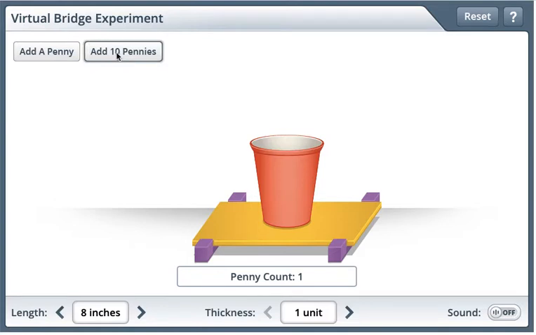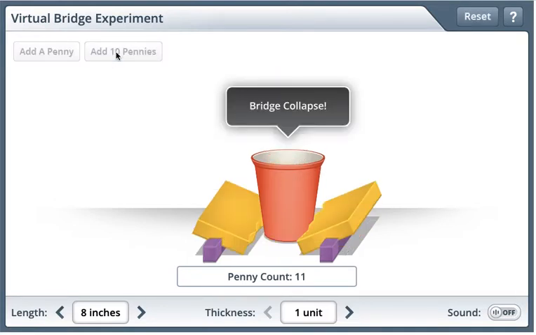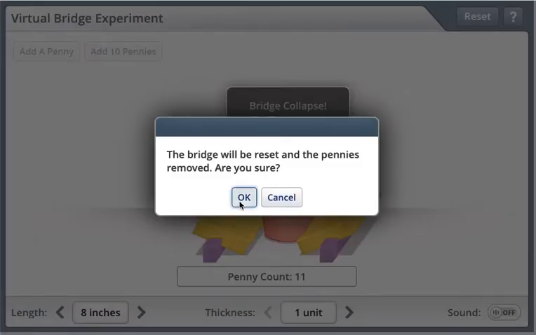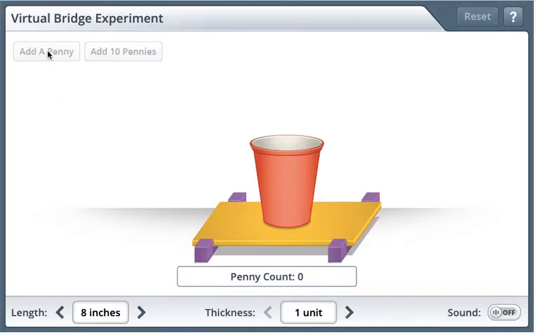Now you're not going to want to immediately add 10 pennies, because if you add 10 pennies, it kind of immediately breaks, and you don't know if it would have broken at 9 pennies or 8 pennies. So you really have to do it one by one, unless you know adding 10 pennies won't break it.